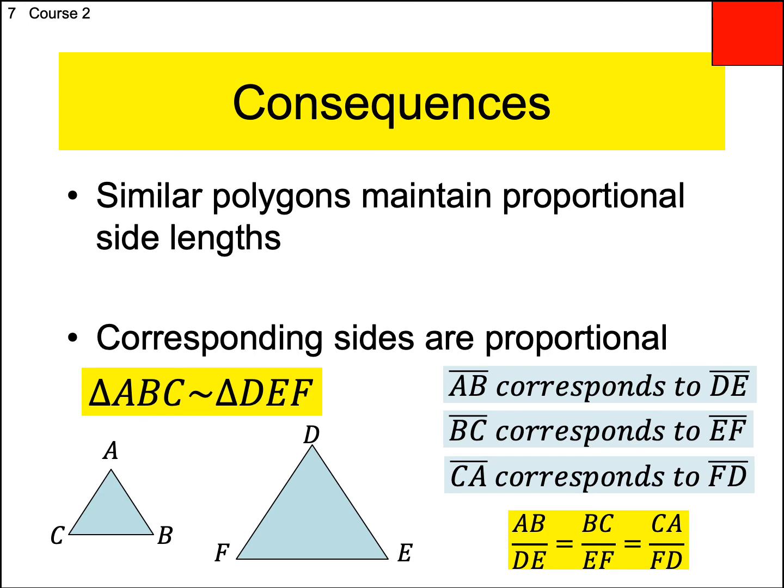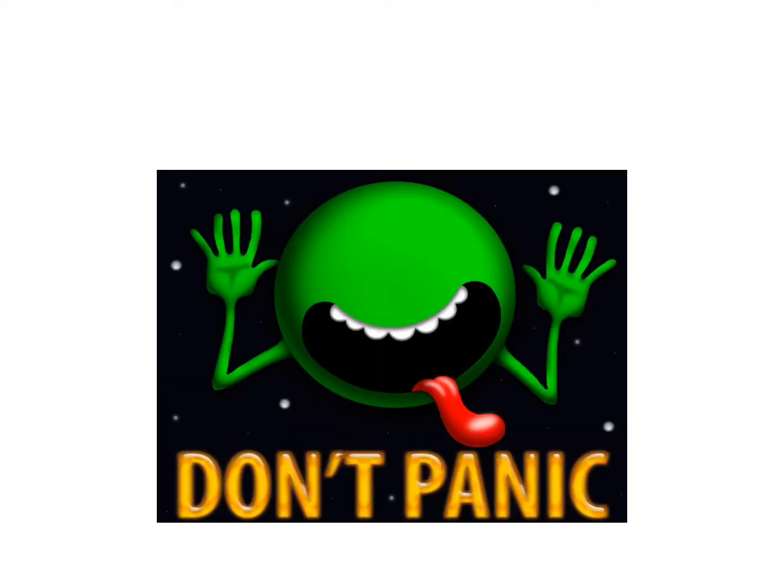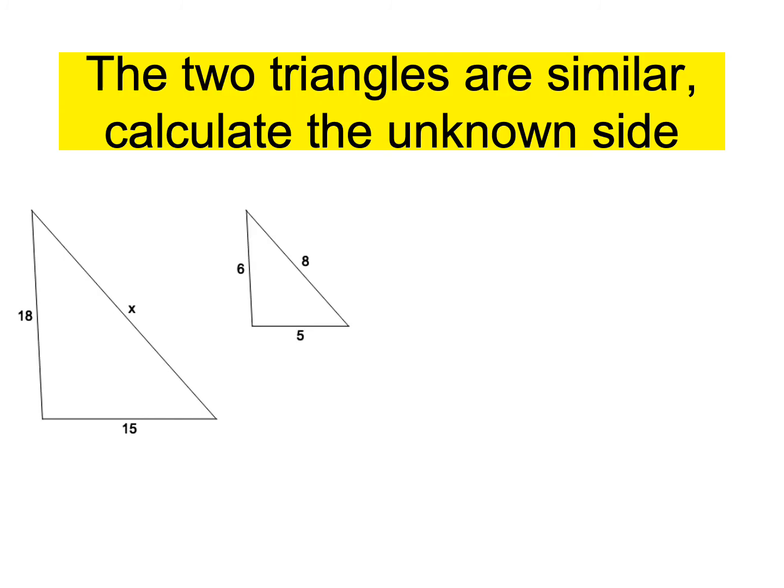So don't panic yet, right? Copy this down, pause it if you need to. Don't panic yet, but we're going to use that last statement there to get to an answer. Here's what it's going to look like. I'm going to give you two similar triangles. It's going to tell you that they're similar, and one of the sides is going to be missing. Check it out. On the larger triangle, there's an X there. We don't know its length. So here's how this is done.